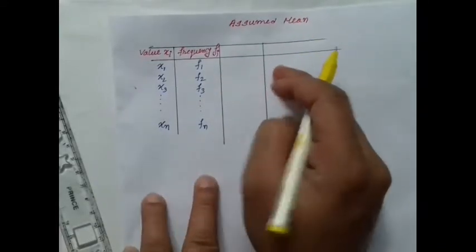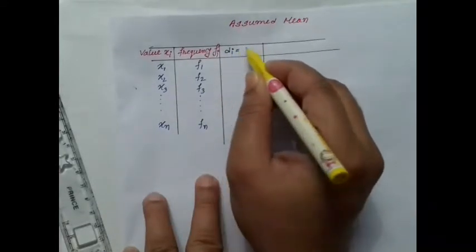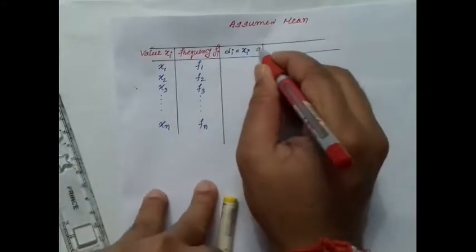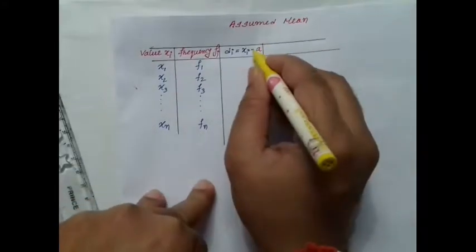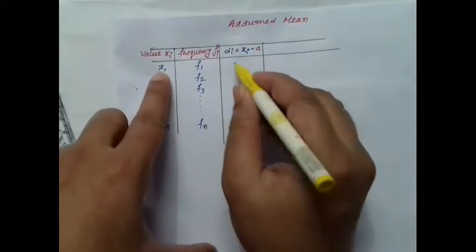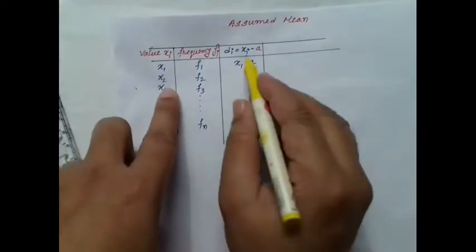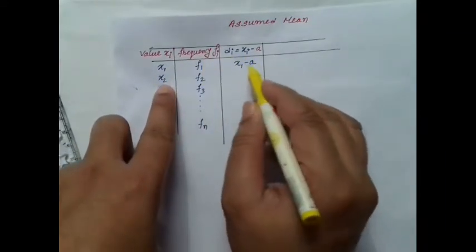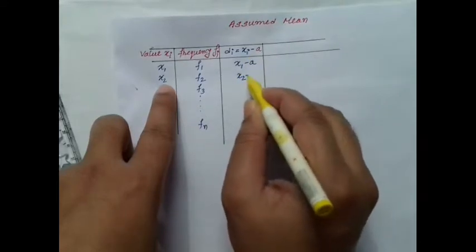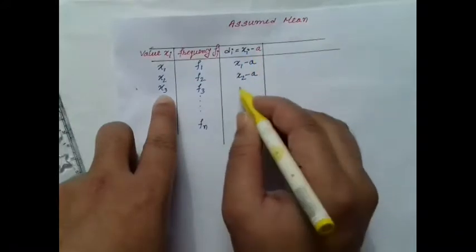As this process is the assumed mean, we have to assume that the mean is a. So here we have to calculate one thing, that di equals xi minus a. So for d1 it is x1 minus a, for d2 it should be x2 minus a, and for d3 we have to take x3 minus a.